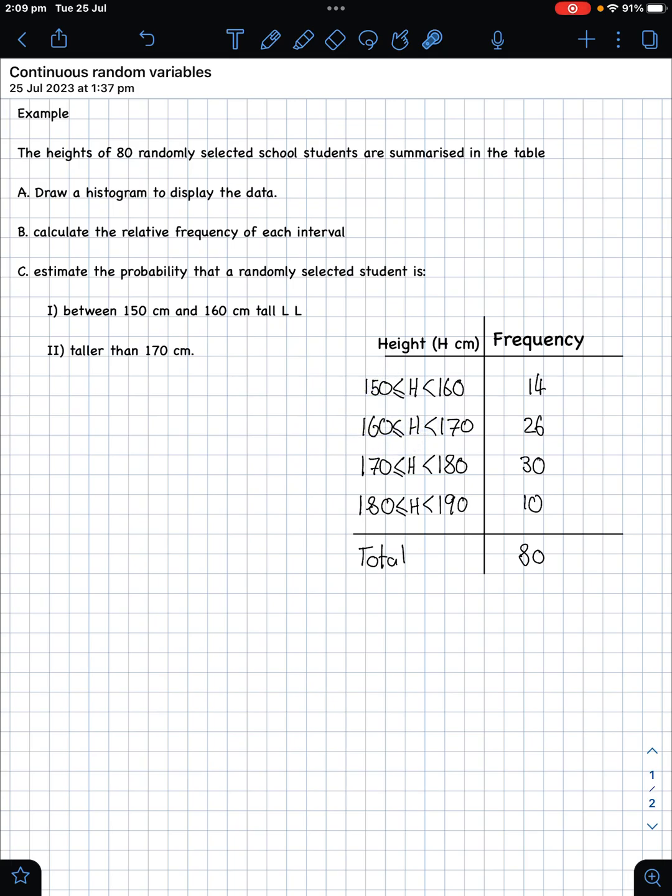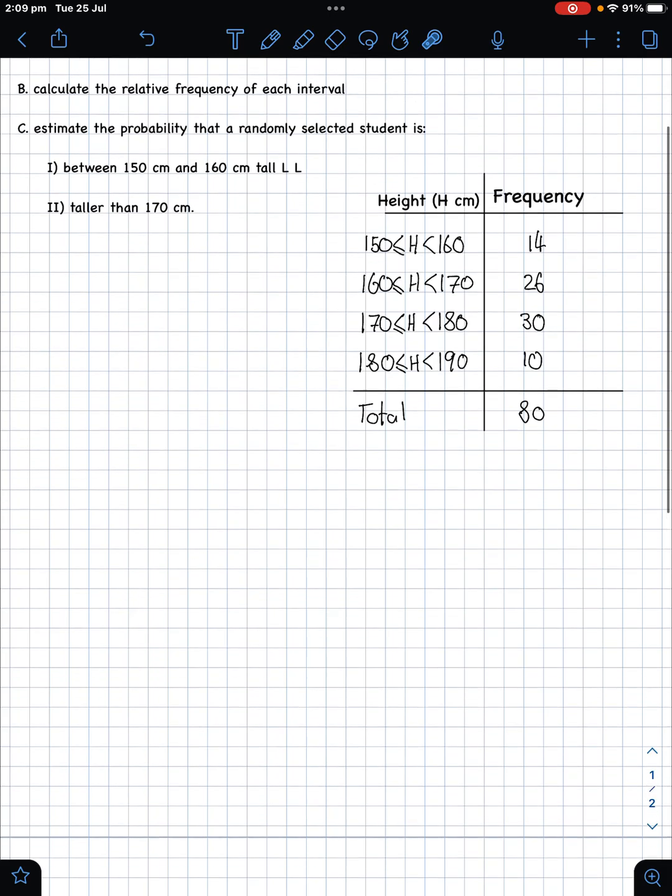If you were exactly 150 centimetres, you'd be in here, less than 160. So this doesn't include 160. 160 goes in this group here. So they're all grouped up together. So the first step is it says draw a histogram from the table.